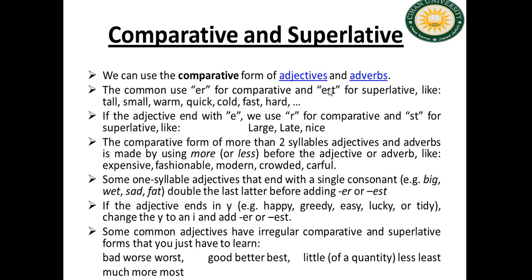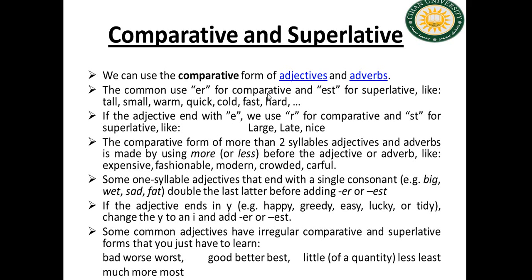Now there are other adjectives which end with Y. See here, I told you about adjectives ending with E, so you just put R or ST. Now what about adjectives ending with Y? Same like happy, greedy, easy. So what you do for that? As you see here, it is one syllable, it's not two syllable, but ends with Y. So what you have to do, you change the Y to I, and then you add ER for comparative, and you add EST for superlative. So that's it for comparative and superlative.